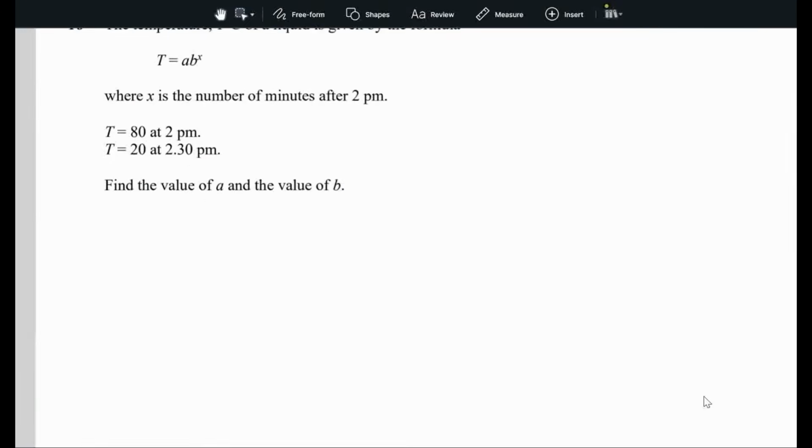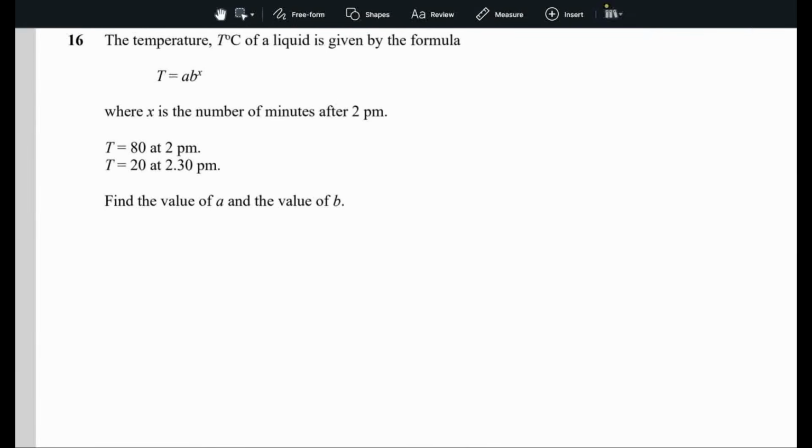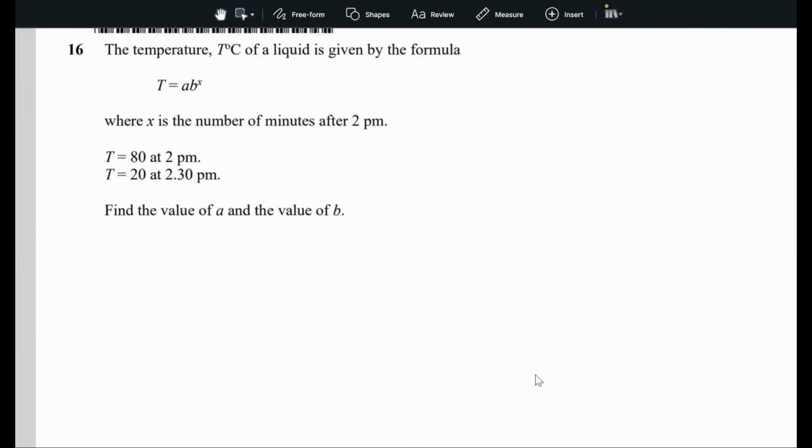Let's move to the question number 16. The temperature T degrees centigrade, where x is the number of minutes after 2 p.m.